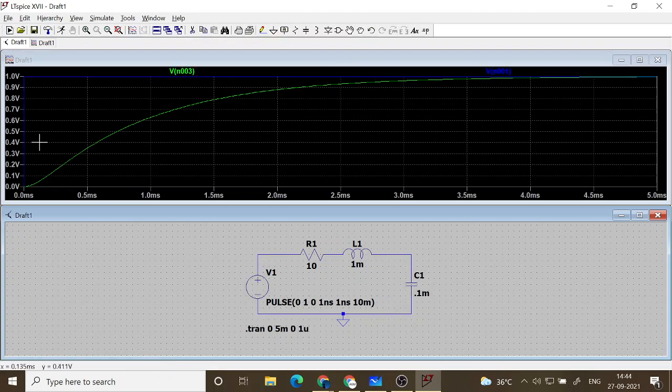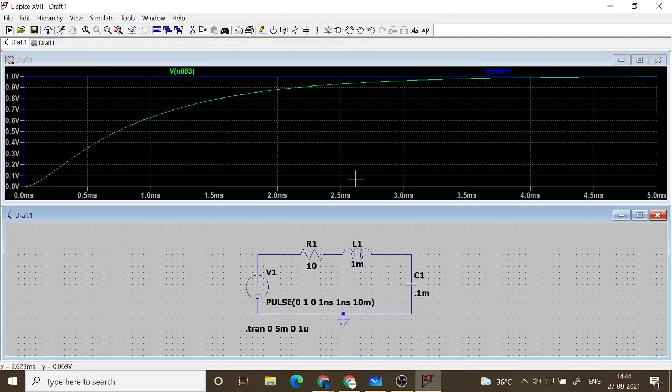So our input is this. You can see this blue is our input. It goes to 1 from 0 in a very short time. It actually takes 1 nanosecond, but since our x-axis is in milliseconds, it is not even noticeable, but the output is slowly catching up. Okay, so that is one thing.